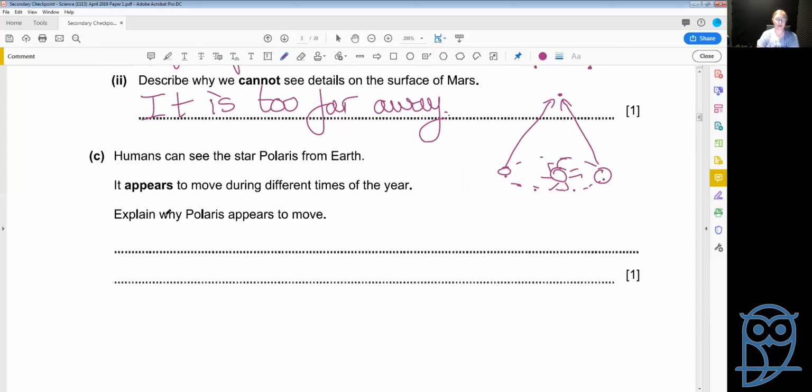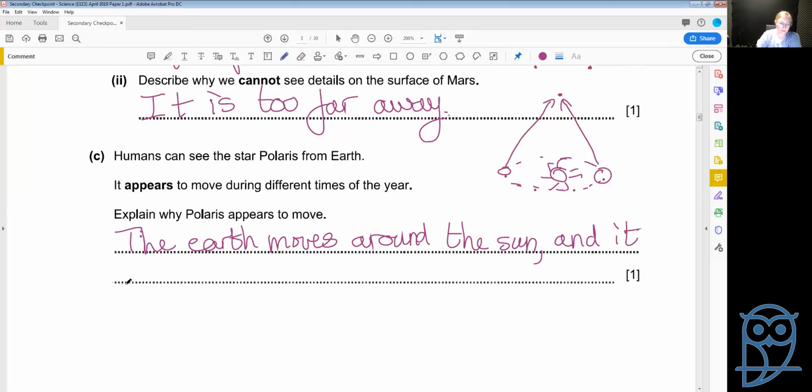So it appears to move during different times of the year. Explain why Polaris appears to move. So the Earth moves around the sun, and it looks like the star is moving.